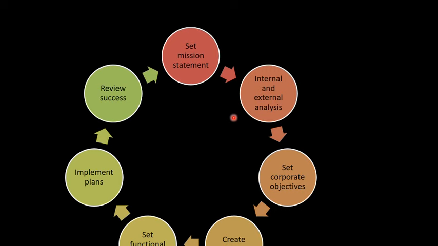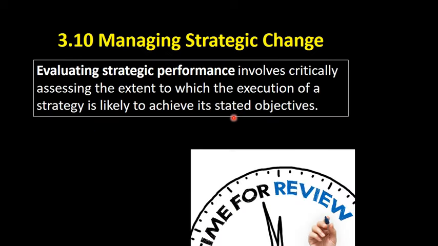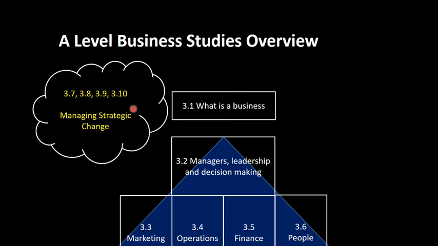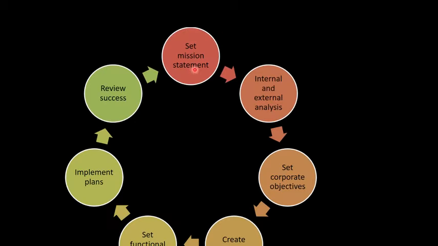So what we're doing when we are evaluating the performance of a strategy is we're coming back to this cycle that really the whole of the A-level course is about. This managing strategic, all of these units, 3.7 through 3.10, they're all about this process of creating a strategy, implementing it, and then reviewing it. And the evaluation of the strategy is the last stage, as it were, before we make some adjustments and go back to the beginning and just check that we're on course.